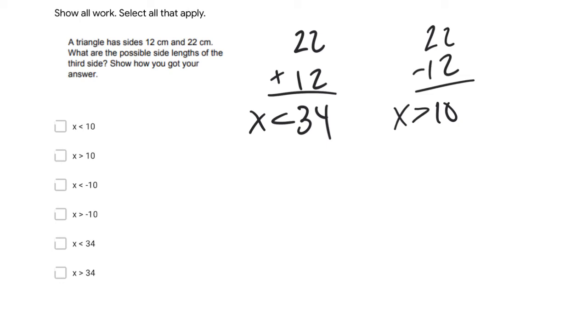But it has to be less than 34, because if you add the 22 and the 12 together, those 2 sides have to be greater than the third side as well. So I need to be less than 34, which is what I have. And then I have to be greater than 10. Any numbers in between those two works out for our triangle.